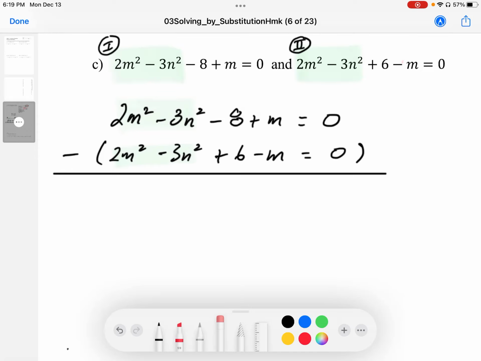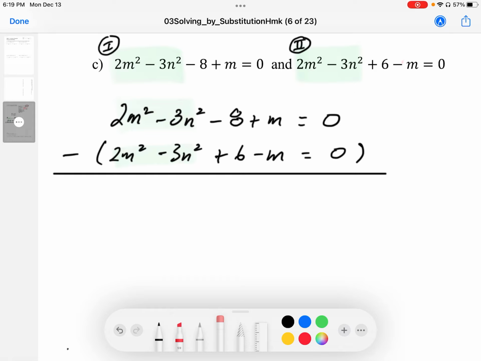So this equation here, I've got equation 1, which is 2m squared minus 3n squared minus 8 plus m equals 0. And equation 2 is 2m squared minus 3n squared plus 6 minus m equals 0. Now I want to eliminate one of the variables, but the first thing I noticed was that there's a big chunk of both equations that are exactly the same. If they're exactly the same, we can actually get rid of them by subtraction.